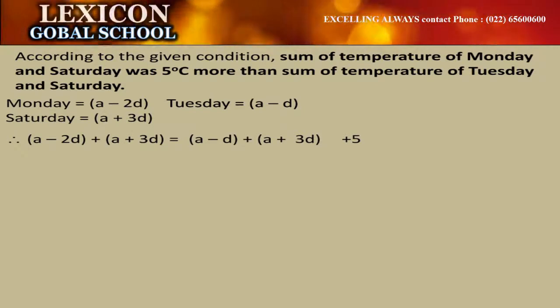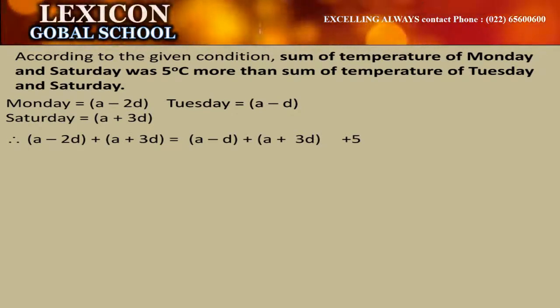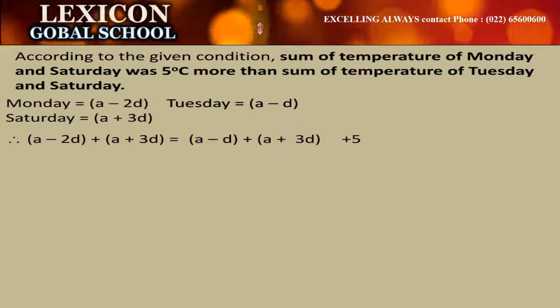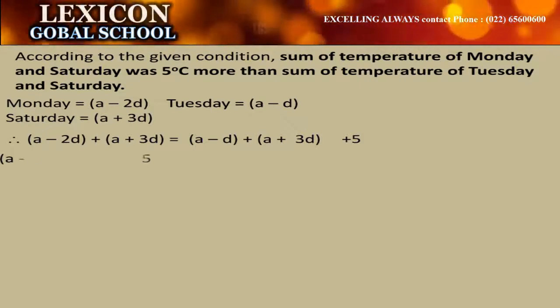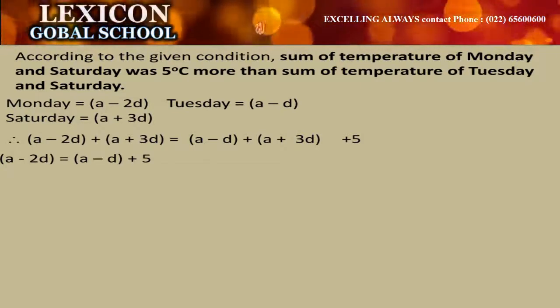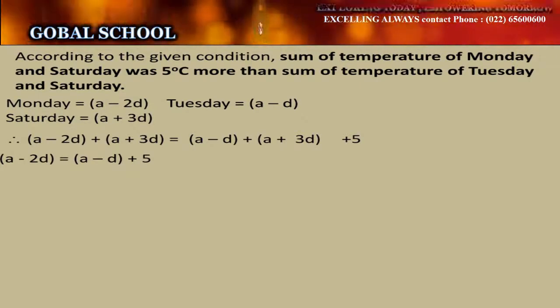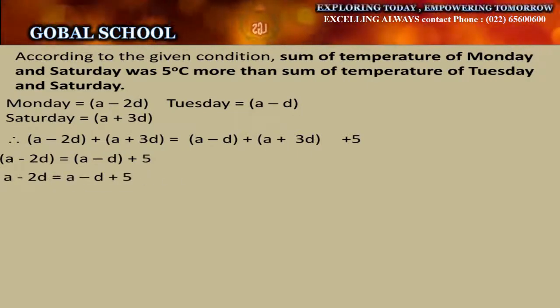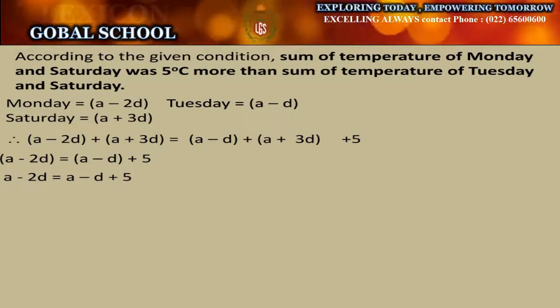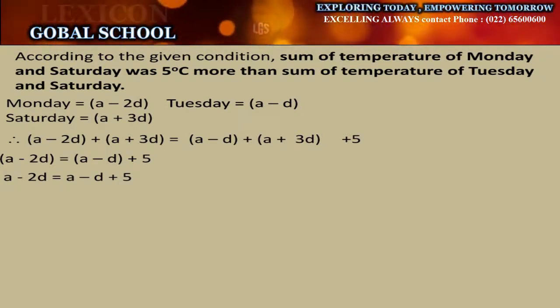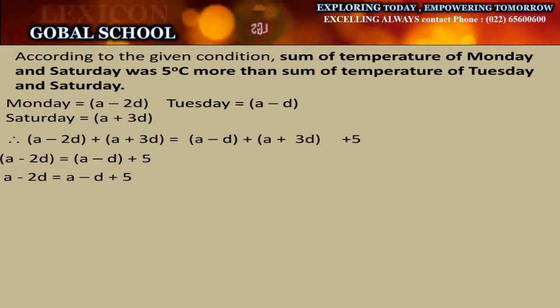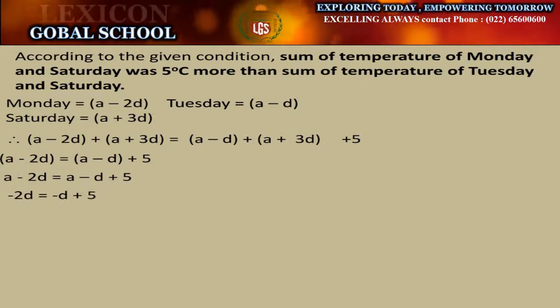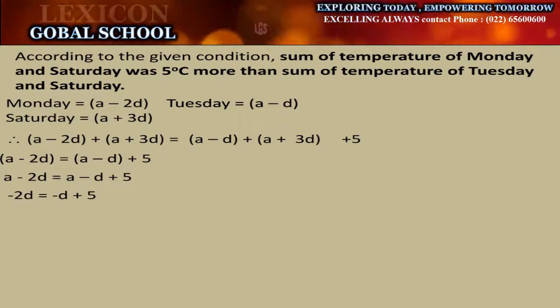As you can see, in your LHS and in your RHS, A plus 3D is common. So you can directly cancel it, and what remains with us is A minus 2D is equal to A minus D plus 5. A is again the same, just cancel it out. What is left behind is minus 2D is equal to minus D plus 5.